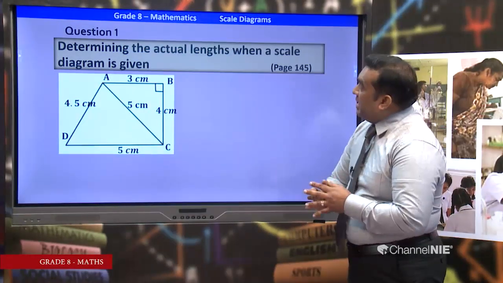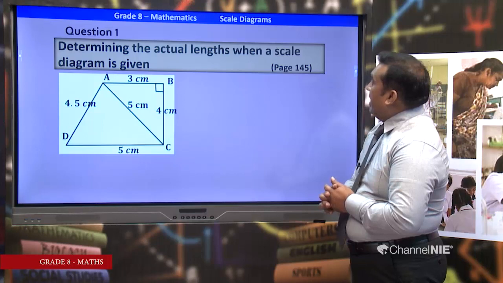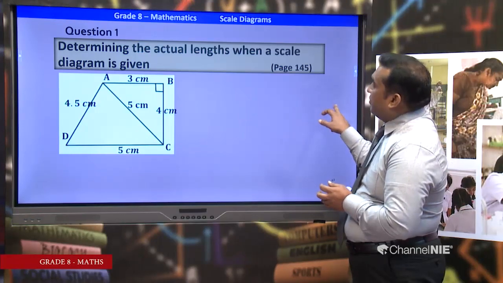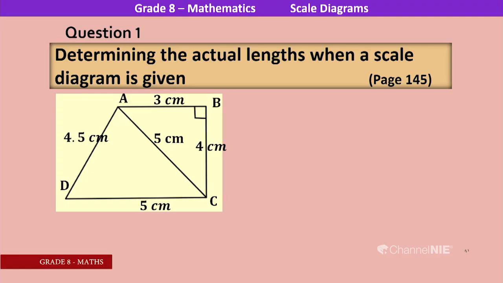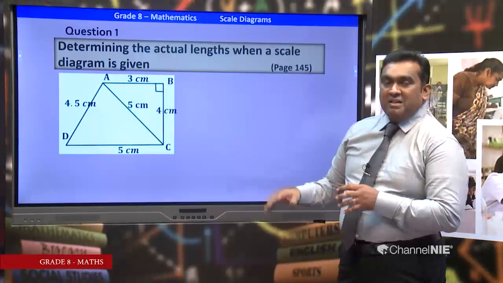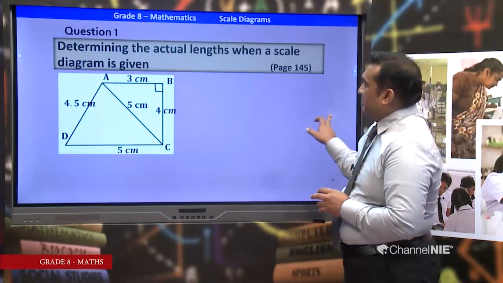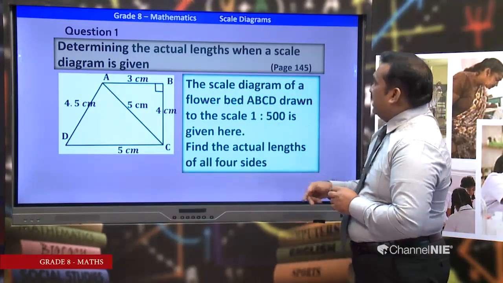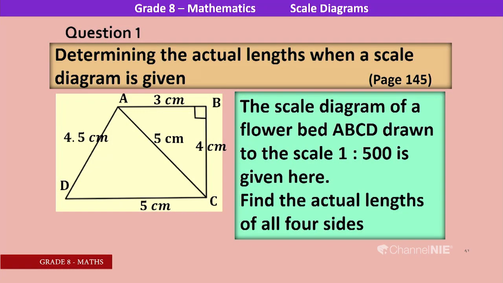Now determining the actual lengths when a scale diagram is given. Page number 145. Determining the actual lengths when a scale diagram is given. These are the measurements of the scale diagram. You can see it in centimeters. Now the scale diagram of a flower bed ABCD drawn to the scale 1:500 is given here. Find the actual lengths of all 4 sides.